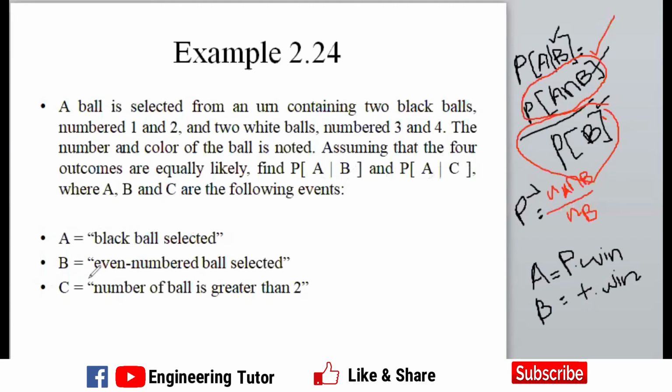A is the event that a black ball is selected, B is the event that an even number ball is selected, and C is the event that the number of the ball selected is greater than 2. These are basically the three events. Okay, and this is example 2.4. So how would you approach this question? I have told you that there are different steps for finding the probability of any event. First of all, you have to understand the question. This is very important in probability. You have to understand the question to have a good approach.